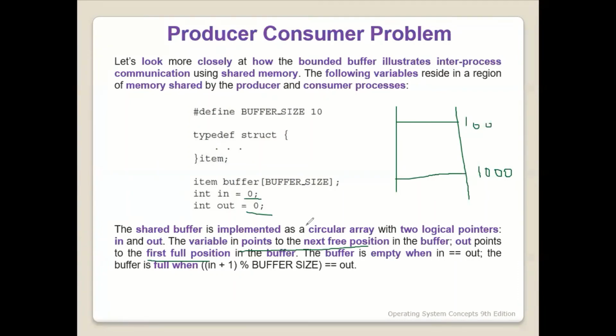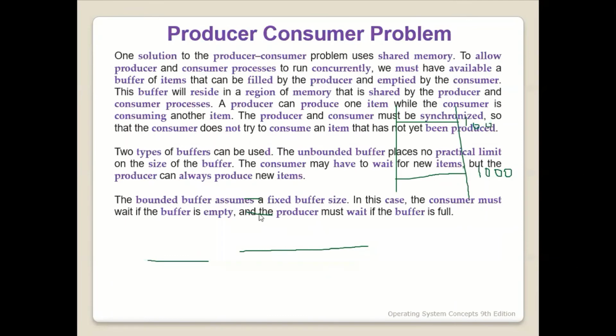Okay, so why do we need to consider this? Because in the bounded buffer, the consumer must wait if the buffer is empty, and the producer must wait if the buffer is full. So the consumer and the producer processes need to know: is the buffer full? Is the buffer empty? So they need to wait. Do you get the idea? So how do they wait? They need to have two variables. These two variables will tell them whether the buffer is full or empty. So this is the small technique.